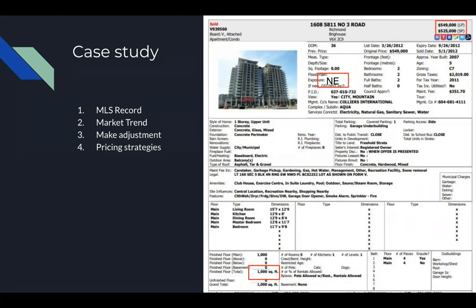So on the top right, you also see how much it was sold, right? It was listed at 549 and sold at 525. But if you look at today's price, 1,000 square foot in this location is probably going to cost you 800 a foot, right? So it's probably going to be $800,000 for this condo.